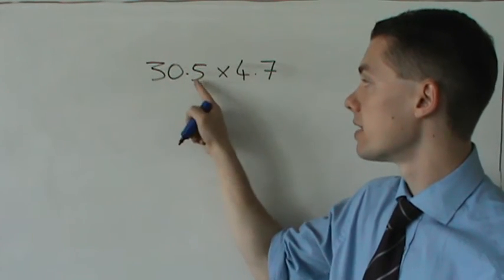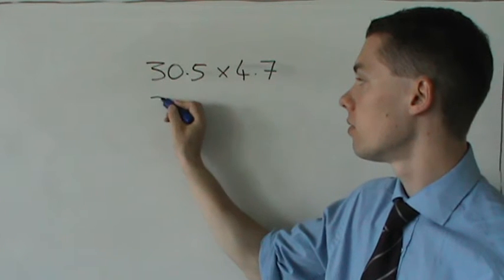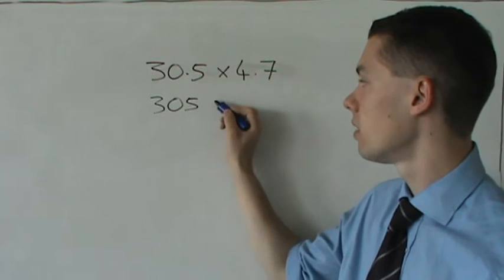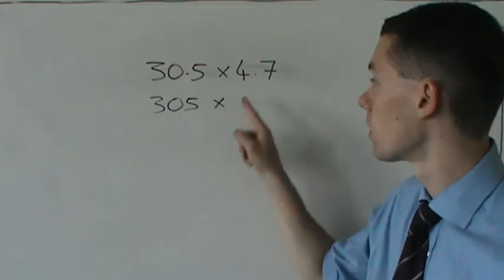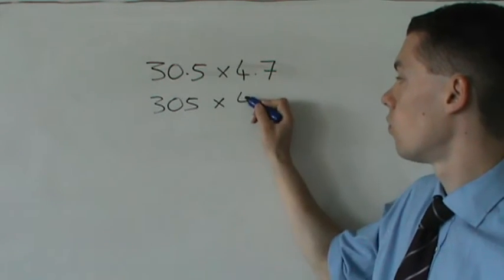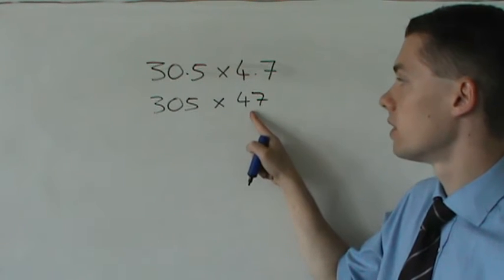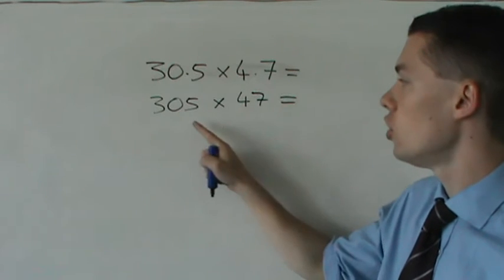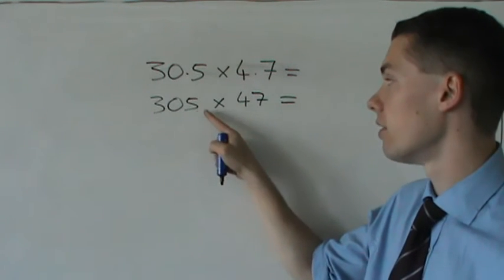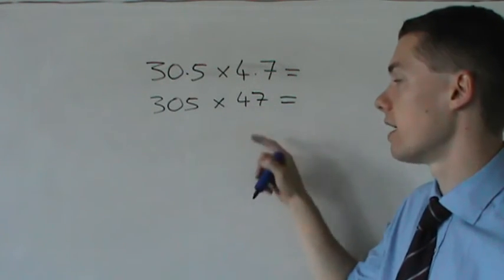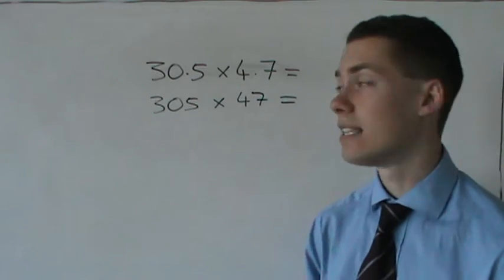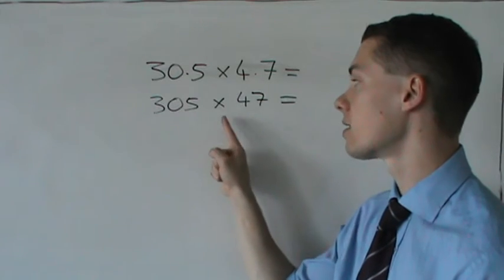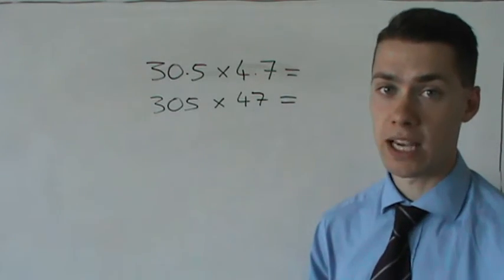So I'm going to rewrite this as 305. So that's now become 305 multiplied by 47. So I've got rid of the decimal points. We now have a new question of 305 multiplied by 47. So we've now turned this decimal multiplication into a 3-digit by 2-digit multiplication.